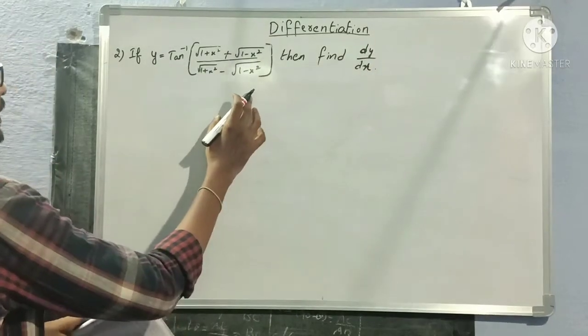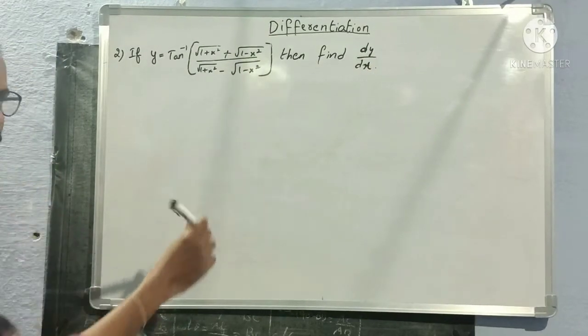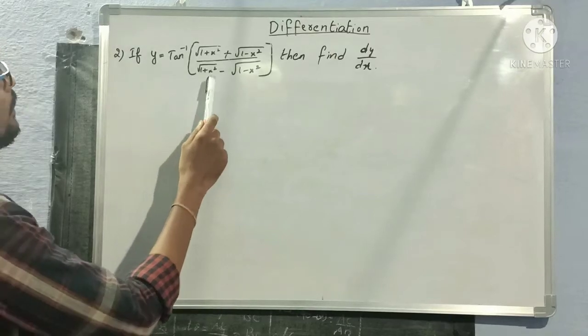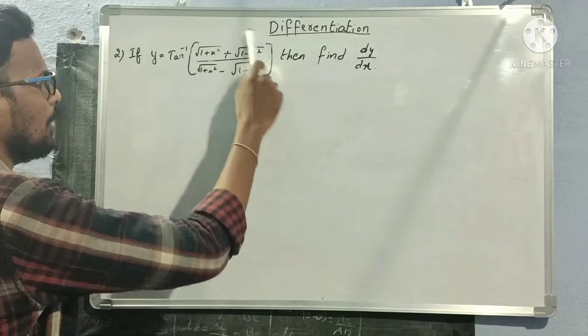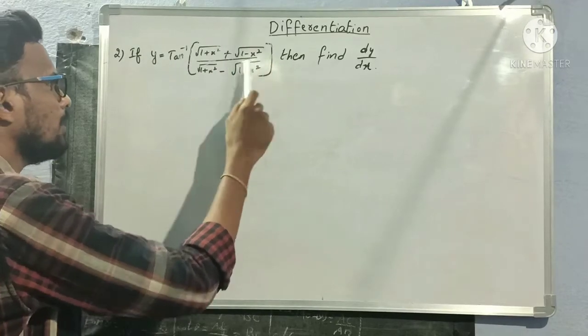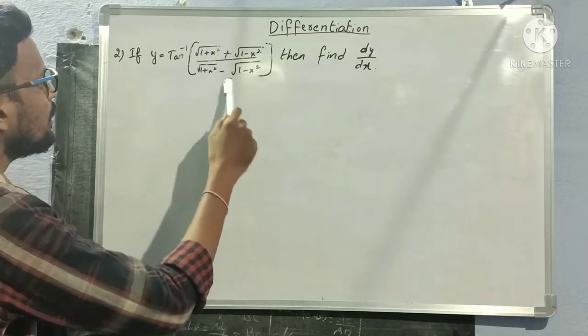Okay, everybody understood what I said now? So if I differentiate directly, this is not possible because this is one function, this is one function, and this is also another function, and this is also another function.